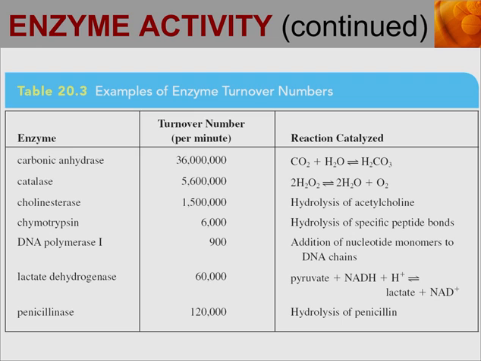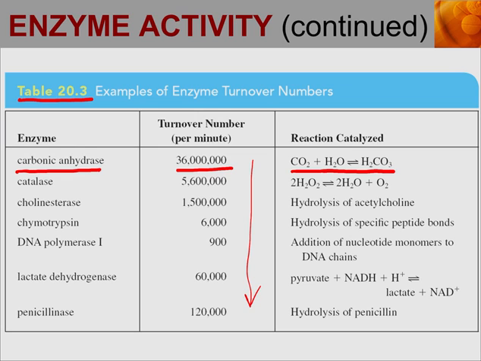So let's look at some examples of turnover numbers. So this table's in your textbook. And you can see that there's a range of turnover numbers. So for instance, carbonic anhydrase, which catalyzes the conversion of carbon dioxide and water to something called carbonic acid, its turnover number is 36 million. So that is a lot.